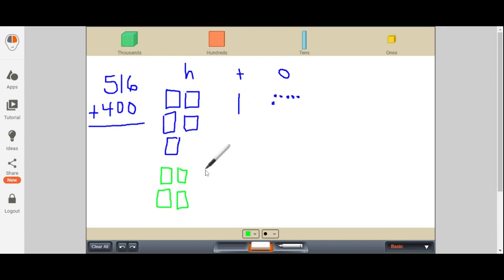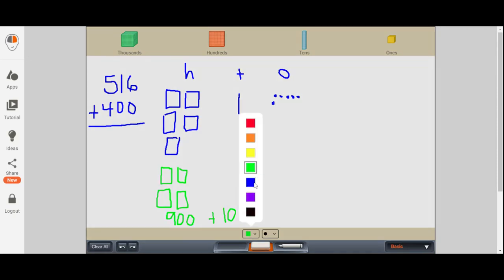Now that our picture's finished, we could count this up. 100, 200, 300, 400, 500, 600, 700, 800, 900. So we have 9 of the 100 flats, which makes 900. Plus I have a 10. 1 10 is worth 10, and I have 6 ones, which is worth 6. So that gives me an answer of 916. So that's one strategy that I want you to have written down in your journal.